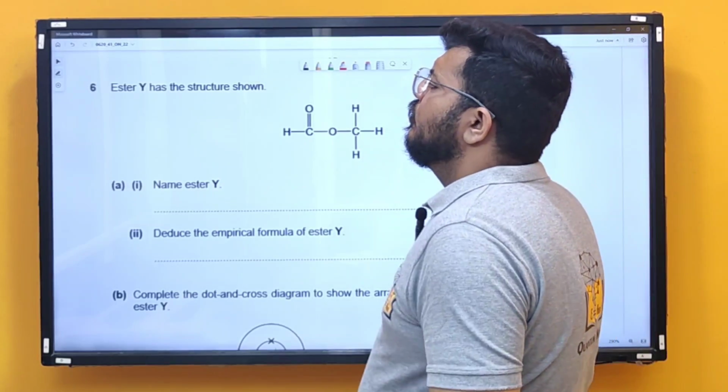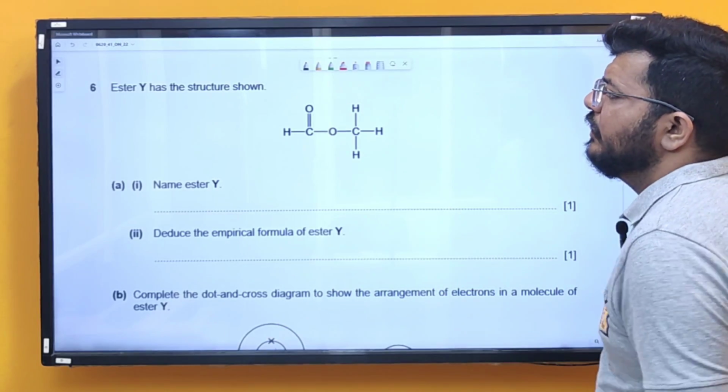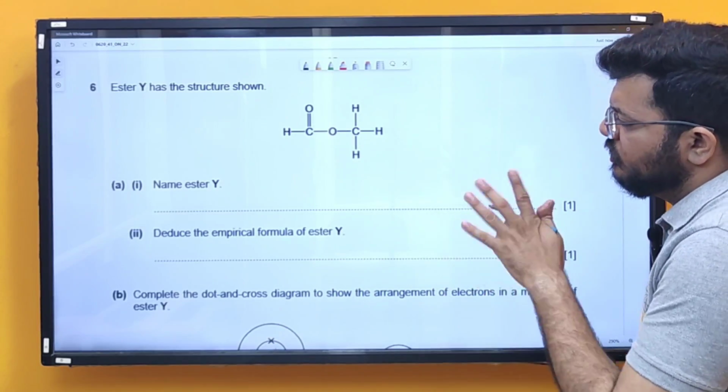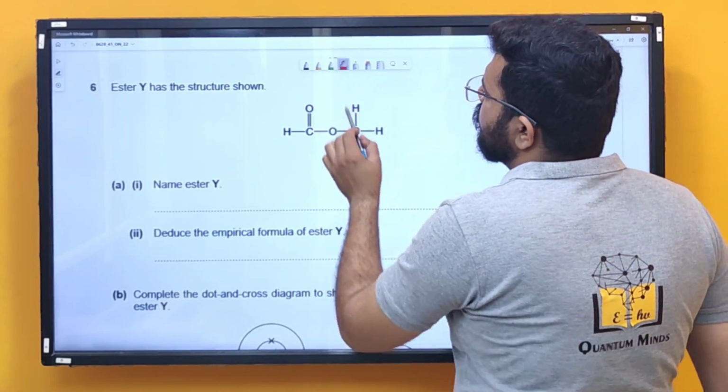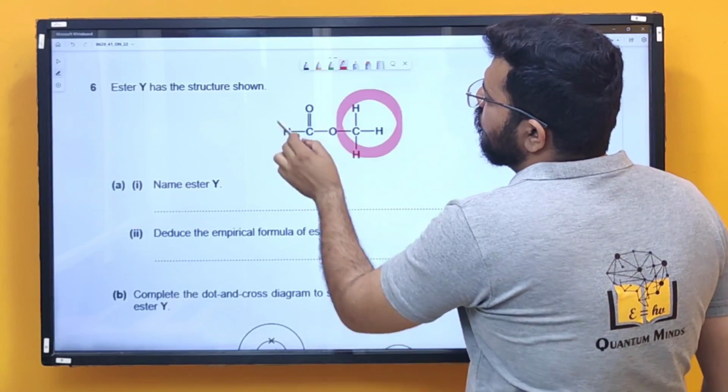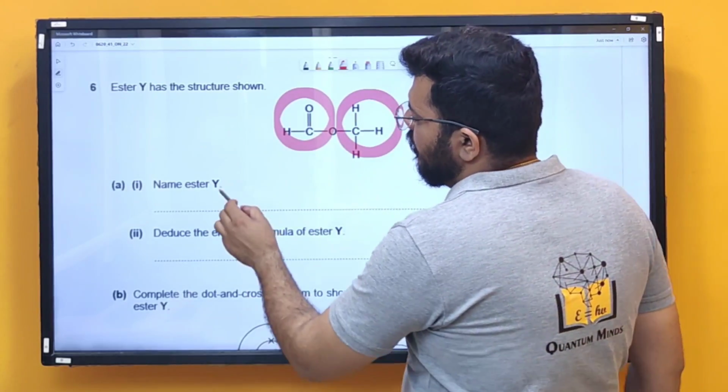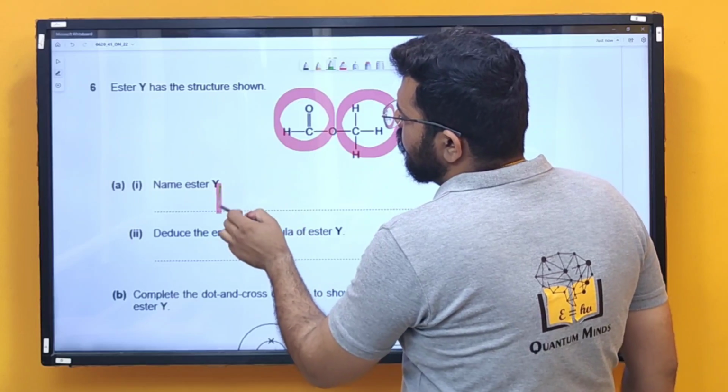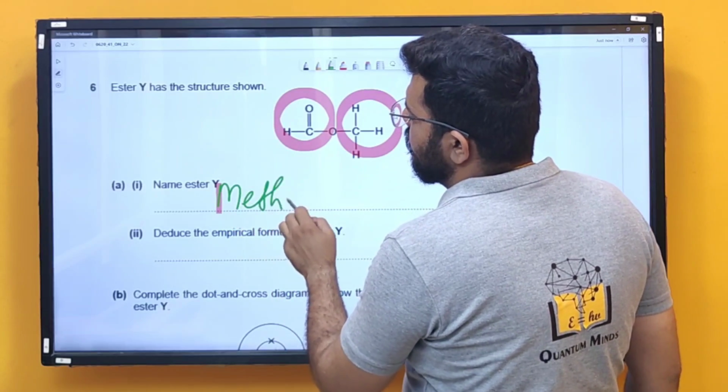Then we have question number 6. Ester Y has the structure shown. Name the ester. So the alcohol group is a methyl group, the acid group is a methyl group. So easy naming: methyl methanoate.